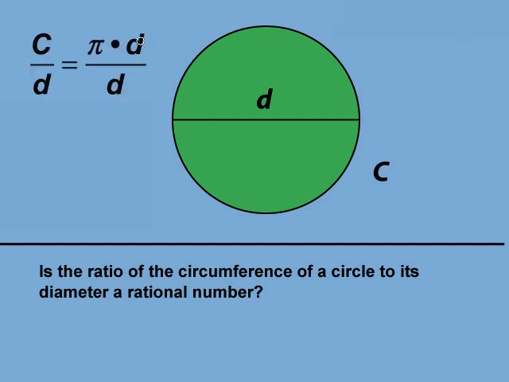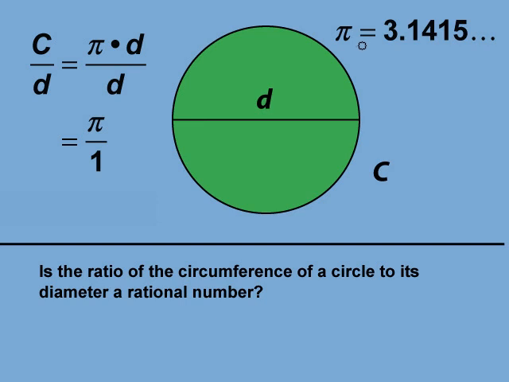The formula for finding the circumference of a circle is pi times the diameter, as shown here. This means that the two d terms divide out, leaving pi over 1. Is this a rational number? Well, 1 is an integer, but pi itself is not. It's an irrational number. In other words, a non-terminating, non-repeating decimal.